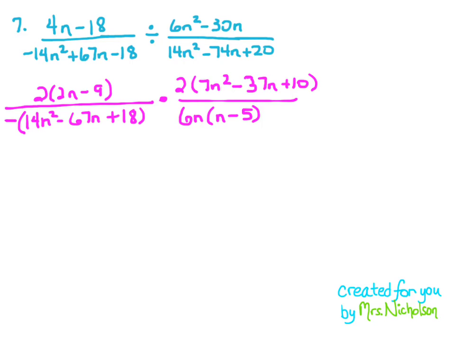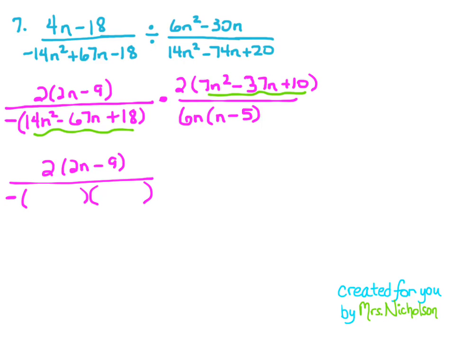Let's go on to the next step. So I've got some more factoring to do. This quadratic here can be factored, and this one also. So let's do that in the next step. My numerator here, 2 times 2n minus 9, is going to stay the same. Negative, but then I'm going to factor this.